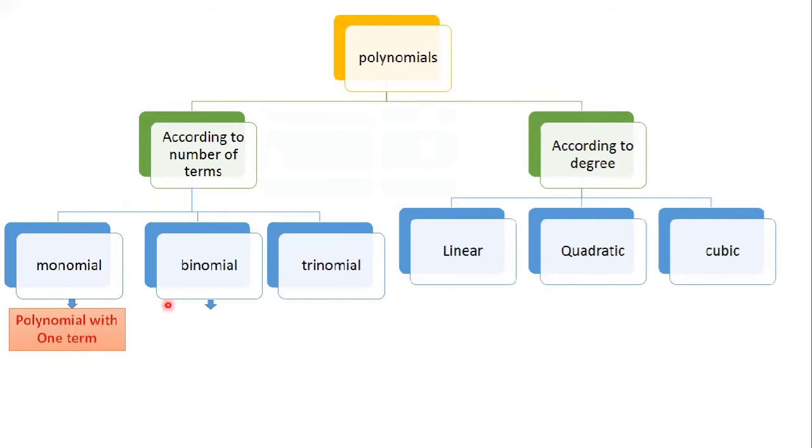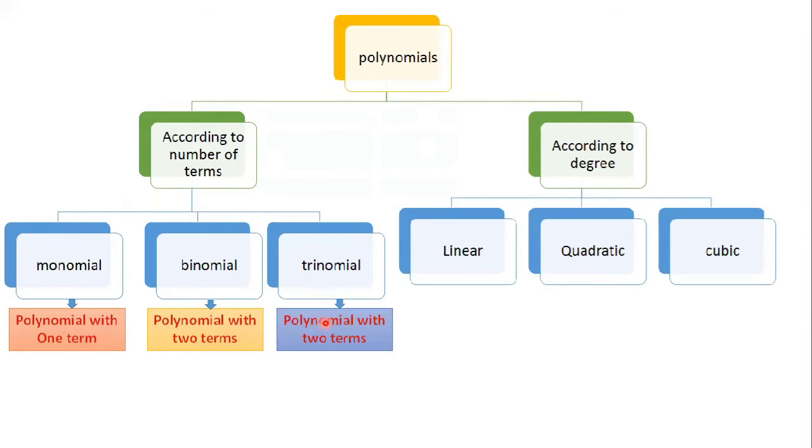Now what do you mean by monomial? Polynomial with one term is called monomial. Polynomial with two terms is called binomial. Polynomial with three terms is called trinomial. But all monomials, binomials, trinomials are polynomials.